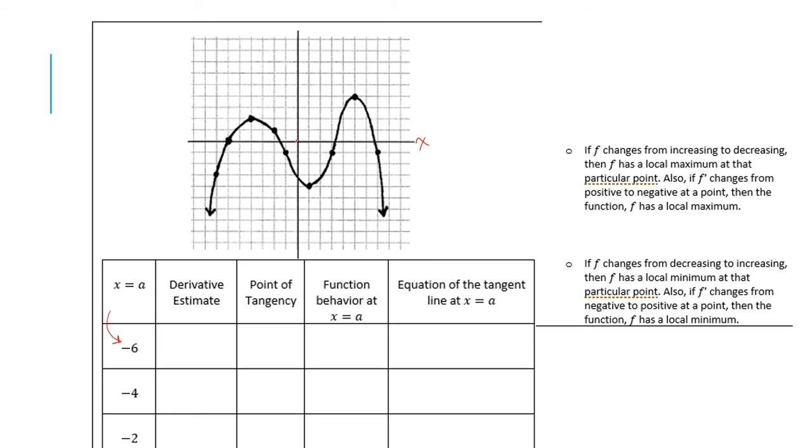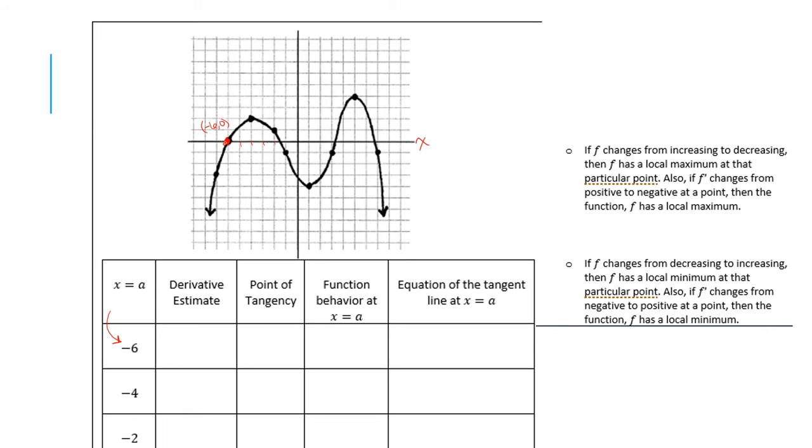So in this case, I will be moving 6 units to the left of 0. So this point here that I'm highlighting in red is the point -6, 0. To estimate my derivative, I need to draw a tangent line at this point of -6, 0.